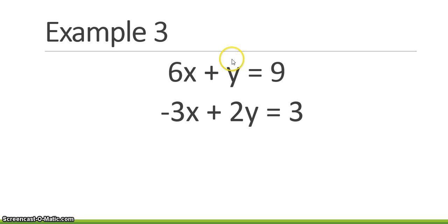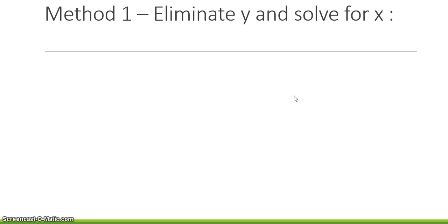If I multiply this y by 2, it will then be 2y. And I can subtract this 2y from this 2y to eliminate them. My solution here lies in me multiplying this whole equation through by 2 to get 12x plus 2y is equal to 18. Then the y's will have the same values and I can eliminate. Let's look at this. We're going to eliminate y and solve for x.